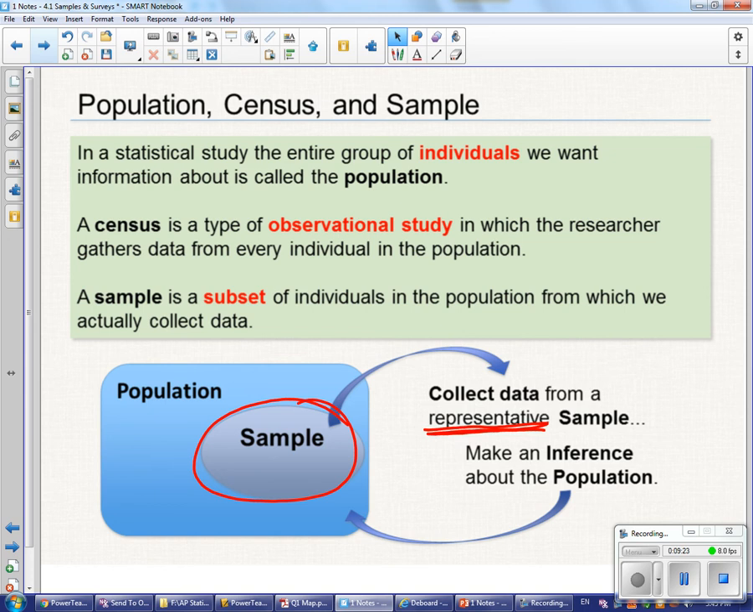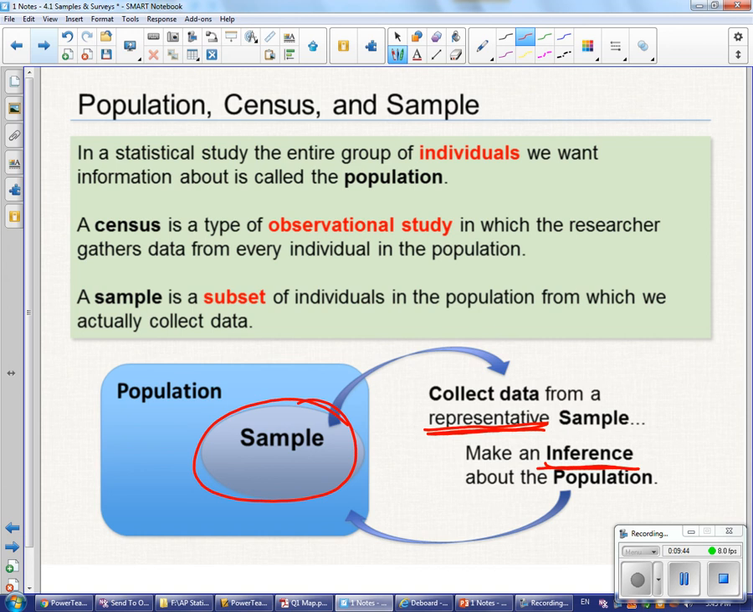So the idea is that if we have a representative sample, then we'll be able to make inferences about a population. Inference is another really important part of this course, and it's really the purpose of all of this research: to take information that we have and make generalizations that go beyond our data.